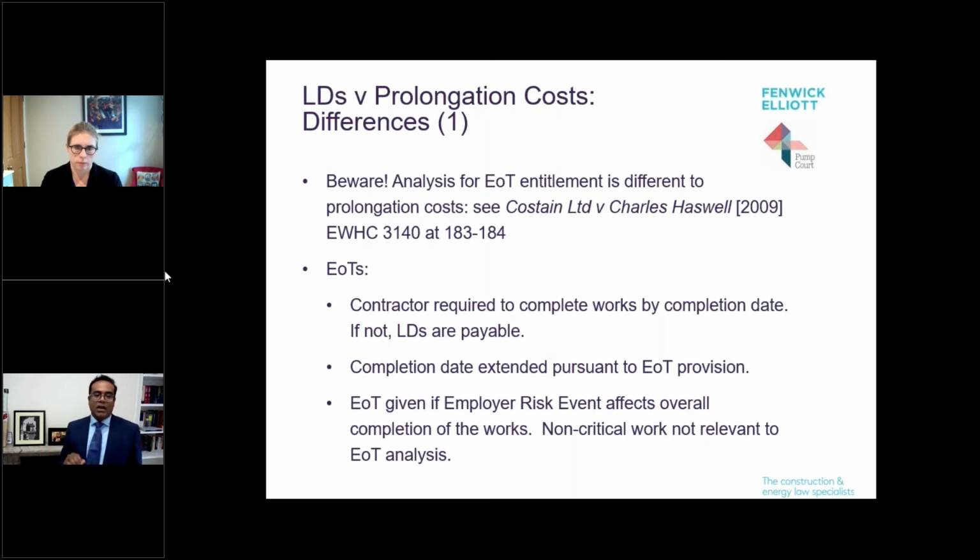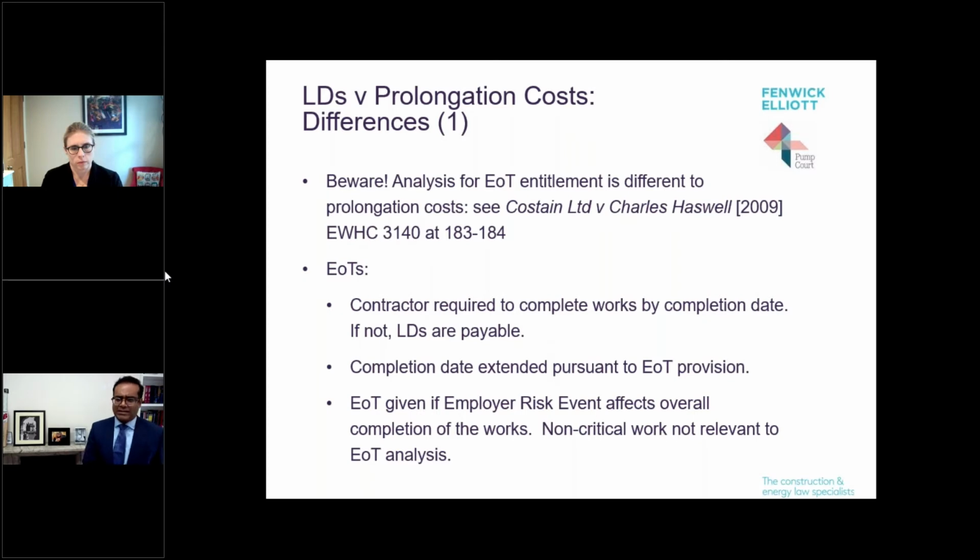Fantastic. Then the awkward part of the conversation comes when we talk about prolongation costs, because sometimes there can be an assumption that if you're entitled to a 150-day extension of time, that you will get 150 days of prolongation costs. And it's at that stage that people like Claire and myself have to gently explain, with love, care and attention, why it may not be that simple.